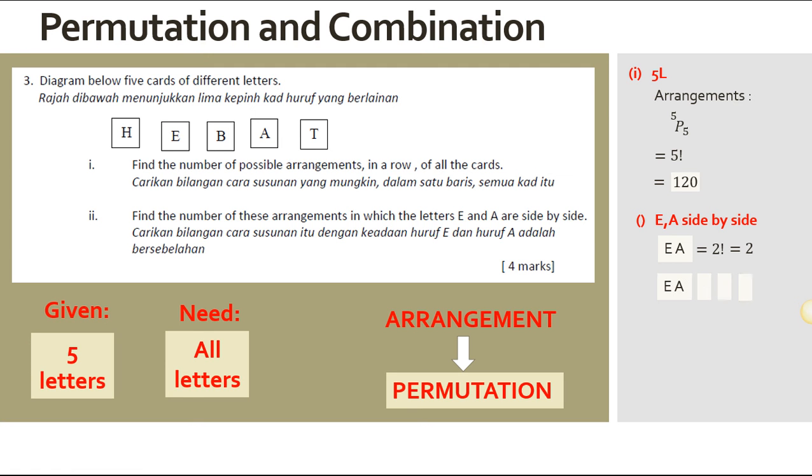And then you will consider all of them arranged all together. So you have EA, we can combine them as one because they cannot be parted. So there will be 1, 2, 3, 4 spots to be filled up. And therefore there will be 4 factorial ways to arrange these 4 letters. Therefore, the total number of arrangements will be 2 times 24, which gives you 48 arrangements.